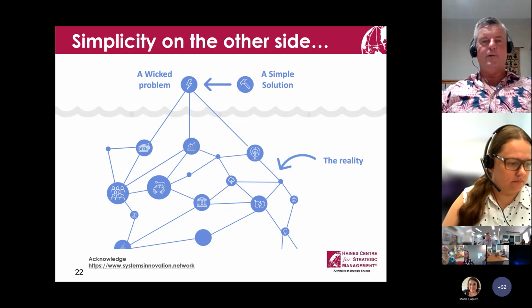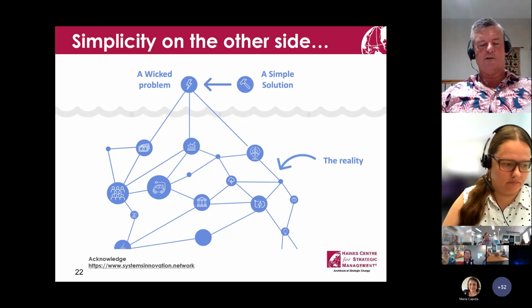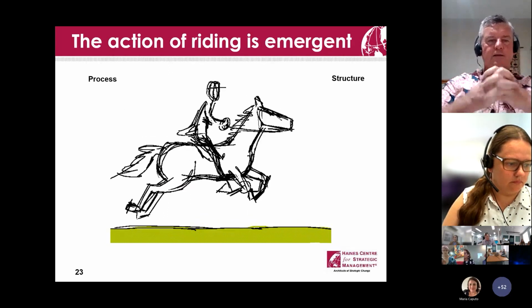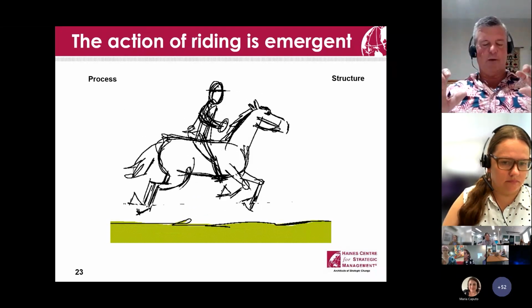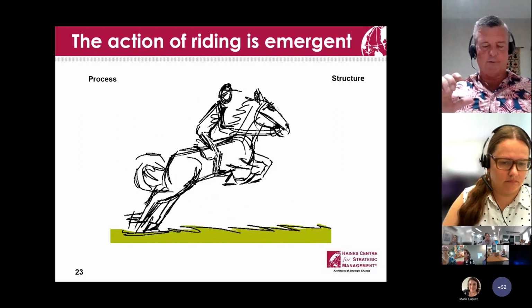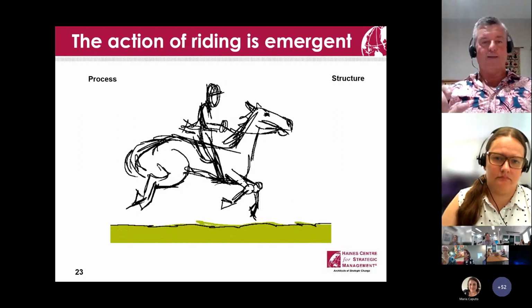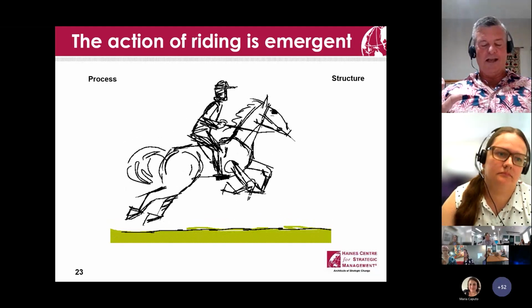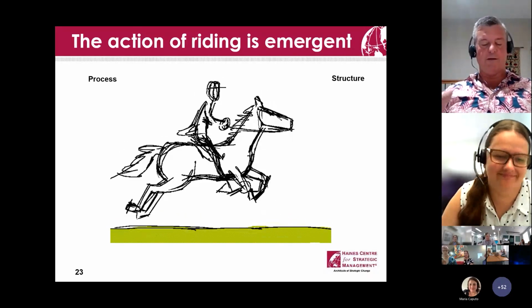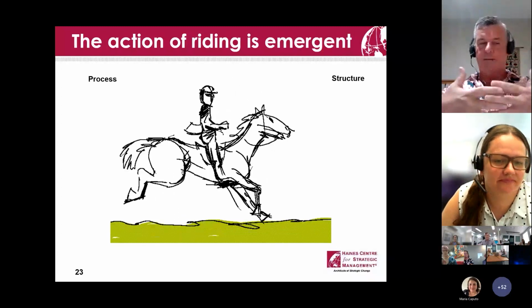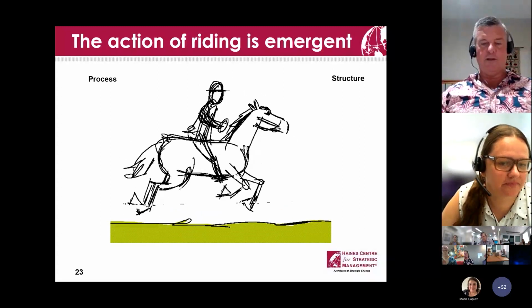And it's just human nature to go for those simple solutions. So let me illustrate what emergence means by adding another example. It's horse riding. And any of you who have done it and it's worked out well for you, it's exhilarating. It's a wonderful thing, but all the parts have got to come together for that successful outcome.